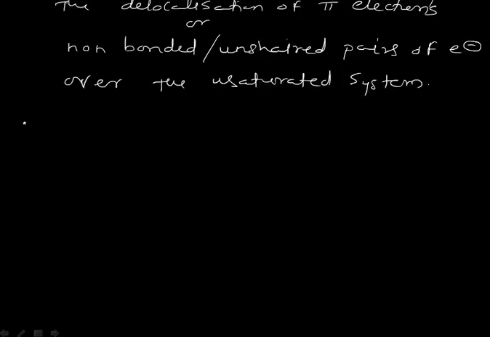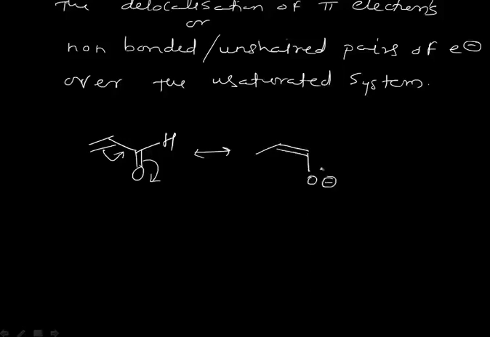Generally, we take one example here. Suppose we have this aldehyde, or alpha-beta unsaturated aldehyde. Here we have this carbon-oxygen double bond and carbon-carbon double bonds. Now these pi electrons are going to delocalize in this fashion, and we are having generation of a double bond here, a negative charge on oxygen, and the carbon becomes positively charged.